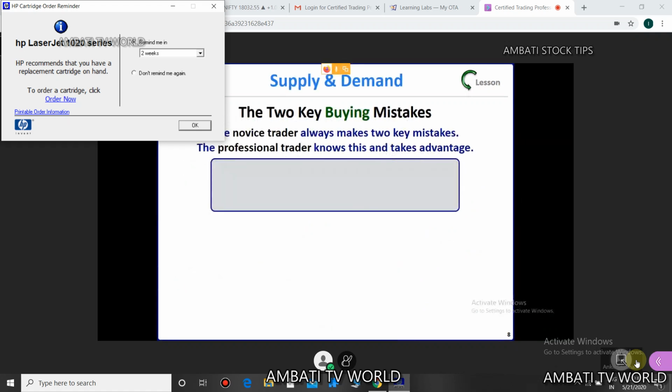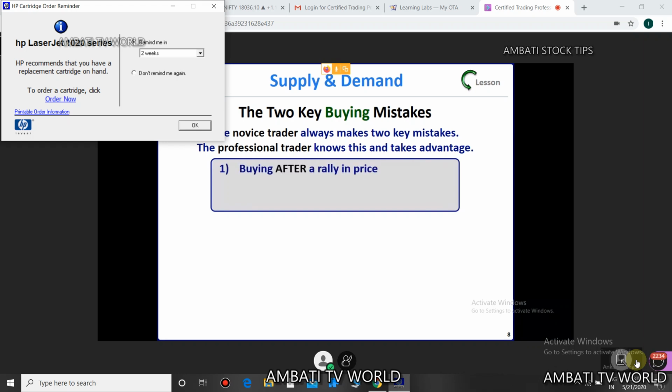Now, what are the two key buying mistakes that a novice trader makes? Tell me, guys. It's very easy. Just try and guess it. What are the two key buying mistakes of a novice buyer? Buy at a higher level. Absolutely right.